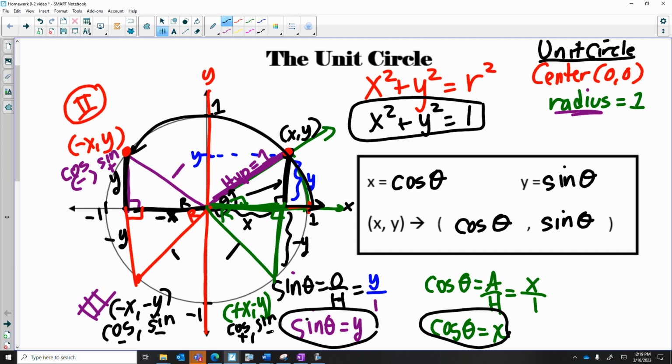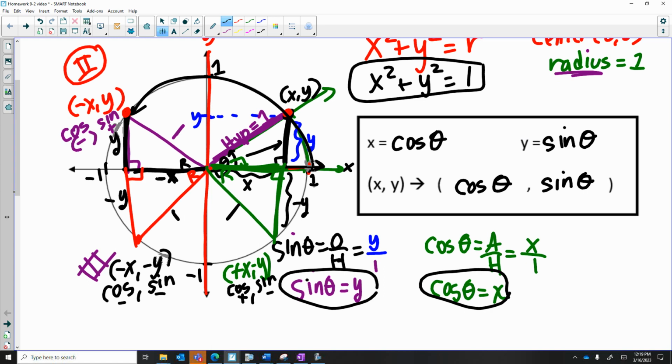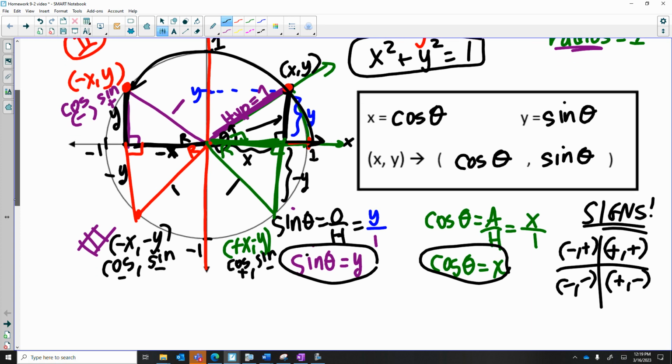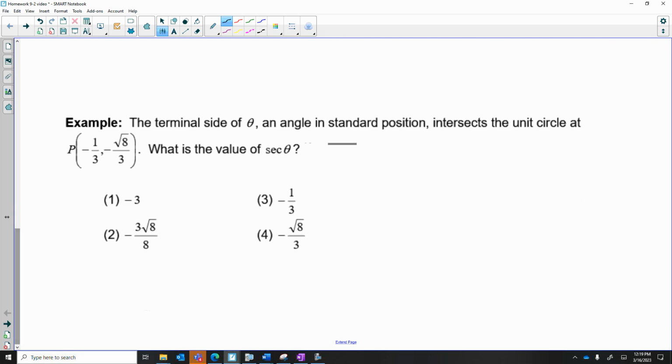So what you need to know about the unit circle is that any point on the unit circle has a cosine of the x coordinate and a sine of the y coordinate. And then the signs, the S-I-G-N-S signs, are going to change depending on what quadrant you're in. So to sum it up, in quadrant 1, we're going to have positive x, positive y. Quadrant 2, negative, positive. Quadrant 3, negative, negative. And quadrant 4, positive, negative. So that means that the signs of the cosine and sine values correspond depending on what quadrant we're in. So now let's look at one example here, and then we'll be done.